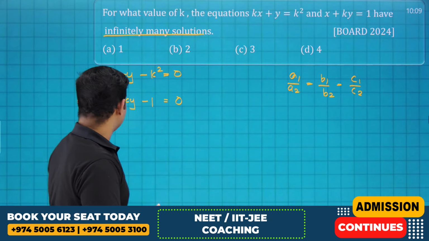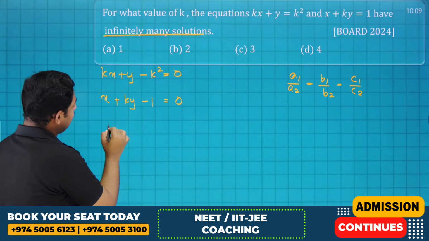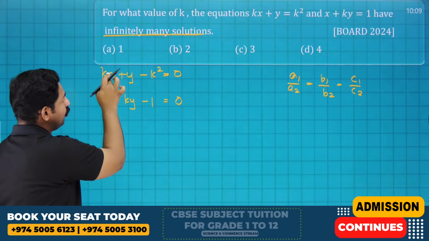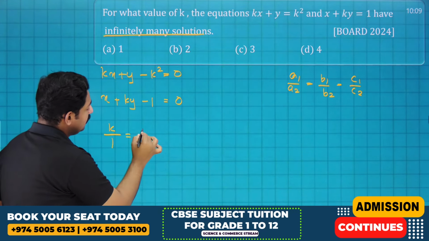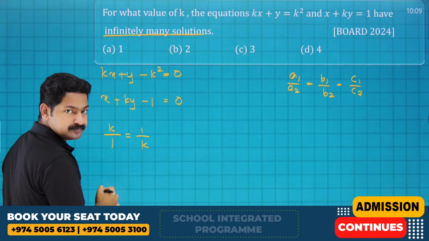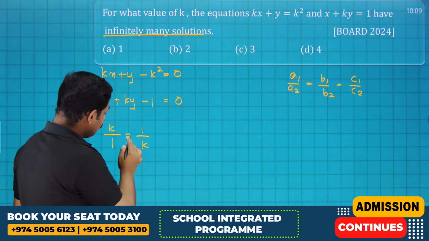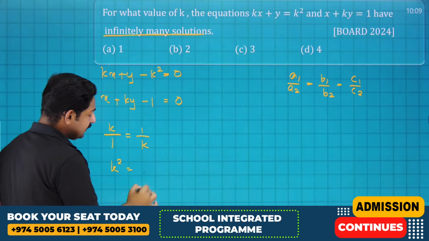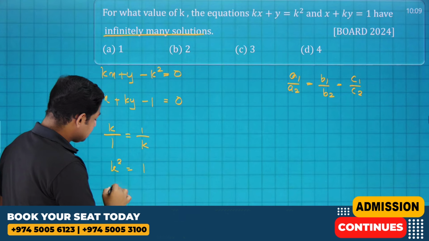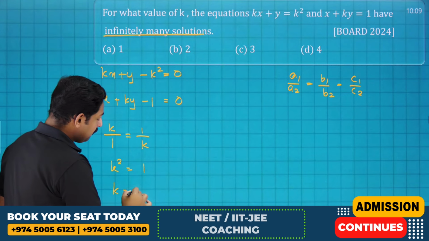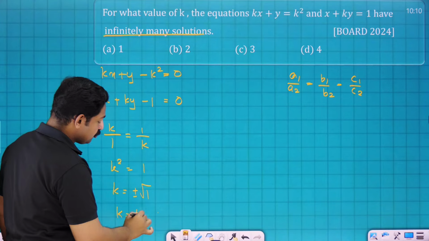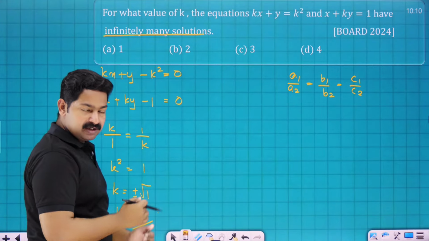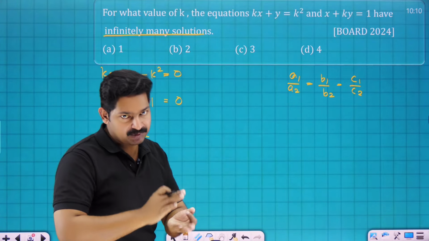Okay, so here we need to get the value of k. For that I am just finding a1 by a2. So a1 by a2 means k by 1, correct? Coefficient of x here is k and here it is 1. So k by 1 is equal to, here it is 1 by k. On the next step, if you cross multiply, you will get k square is equal to 1. If k square is equal to 1, the value of k is plus or minus root 1, correct? That is k is equal to plus or minus 1. So the value of k can be 1 as well as minus 1.